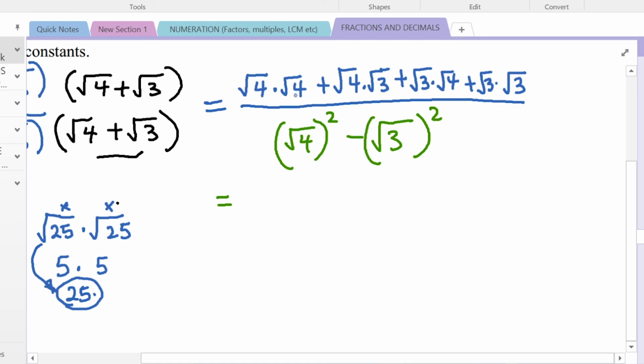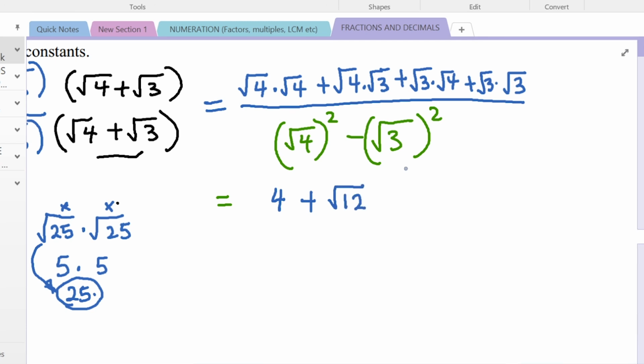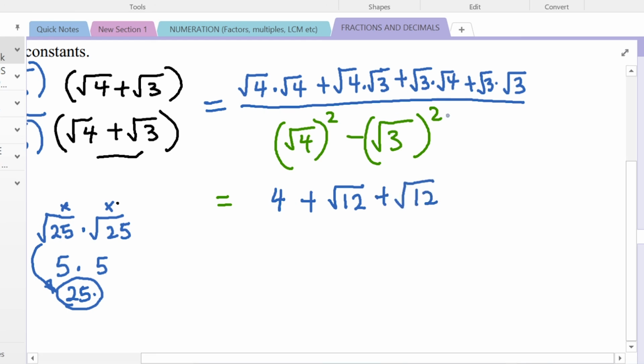So it's the same logic we are applying here. Square root of 4 times square root of 4 is giving us 4, plus square root of 4 times square root of 3 is going to give us square root of 12. Then also plus, this is also square root of 12. Square root of 3 times square root of 4 is square root of 12. Then we have plus square root of 3 times square root of 3 gives us 3.